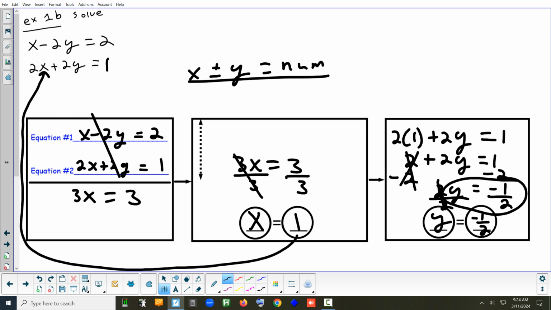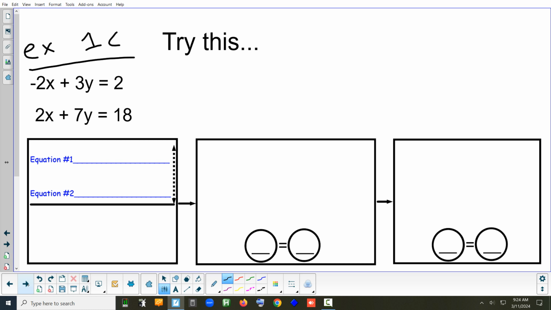I'm going to have you try to do one that's going to be pretty similar. It's already going to be set up for you, so you're going to do pretty much the same kind of thing. You've got -2x plus 3y equals 2, and 2x plus 7y equals 18. See if you can solve it, and then we'll walk around and check in, and if you get stuck, just let one of us know.